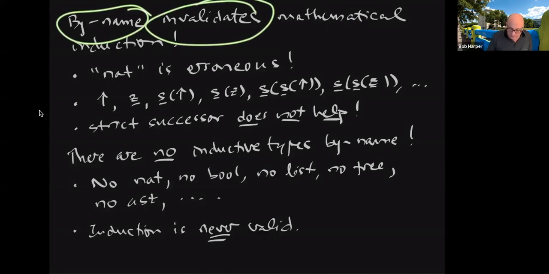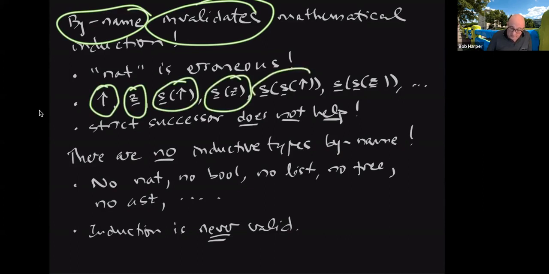Well, because look at all of the things that I can write down that are values in the by name interpretation. Divergence itself is a value. Okay, zero is a value. Successor of divergence is a value. Successor of zero is a value. The double successor of divergence. All of these things are values, okay? So the point is, you can see it right in front of you. That's why I wrote it down directly in front of you, is that there are more things here than the mere natural numbers.